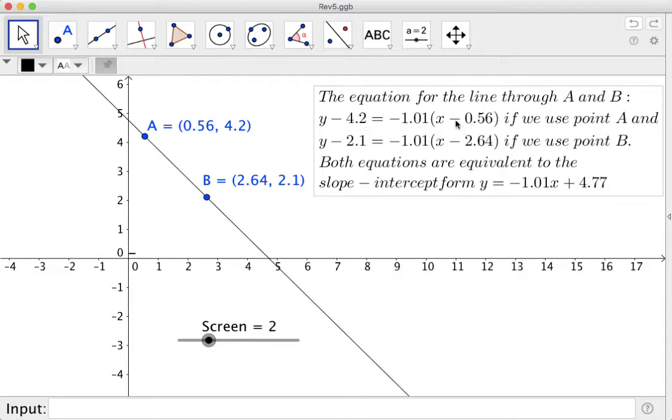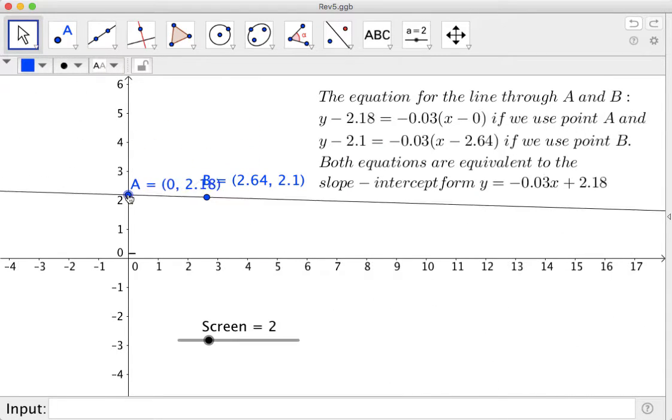If we were to expand either one of these and put it in the form y equals mx plus b, we would end up with y is equal to negative 1.01x plus something. So the slope shows up in both forms. But in this case, our number here would represent the y value of the y-intercept right here at 4.77.